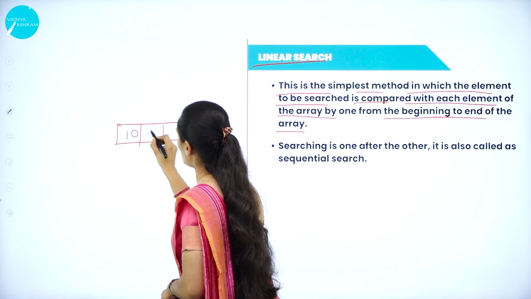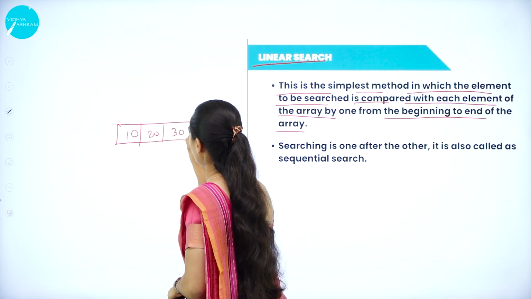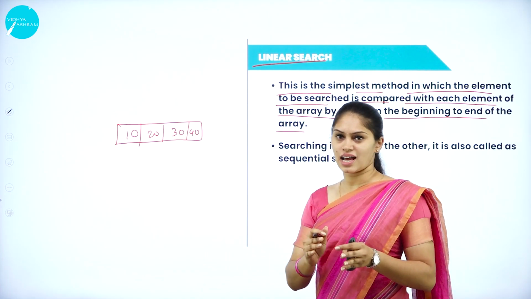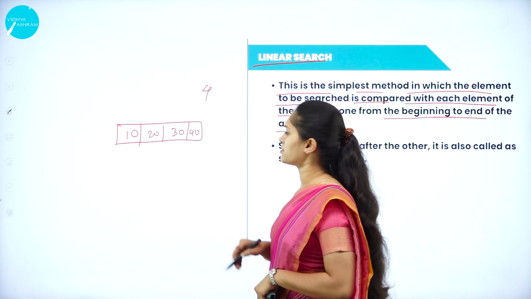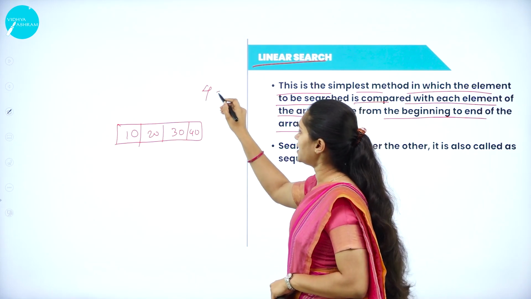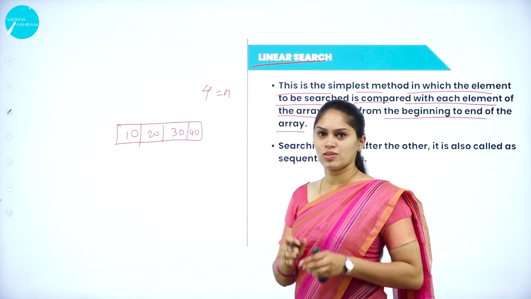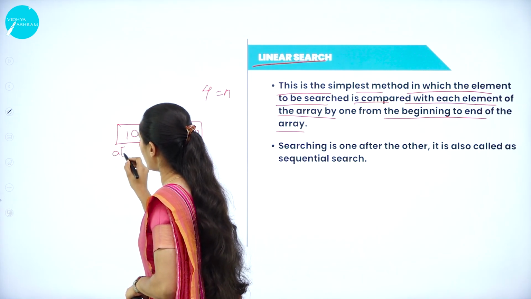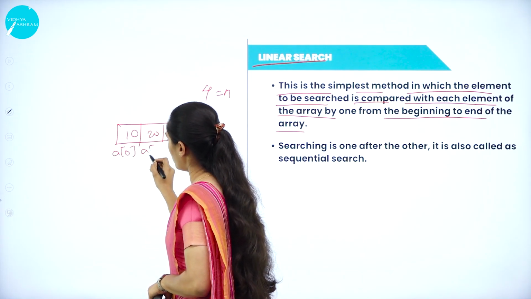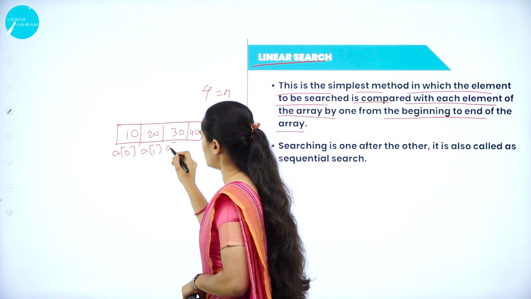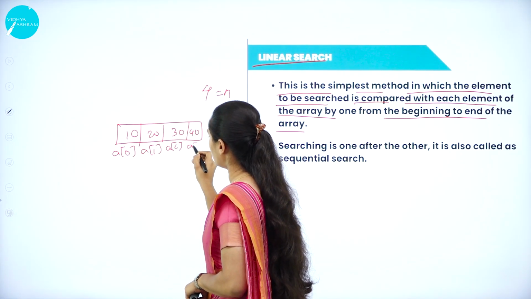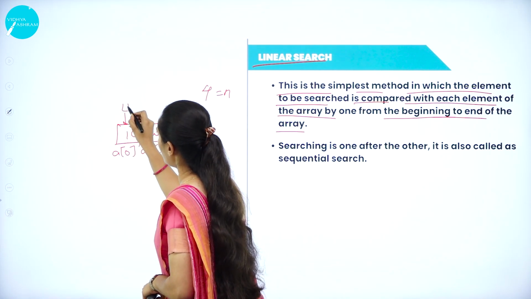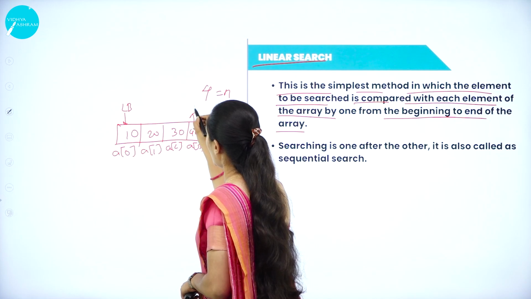So 10, 20, 30 and 40. How many elements do I have here in this array? I have 4 elements. That is the n value. The array's index starts from A of 0, A of 1, A of 2, and A of 3. So this is going to be the lower bound, and this will be the upper bound.